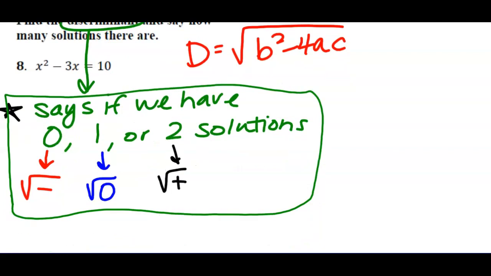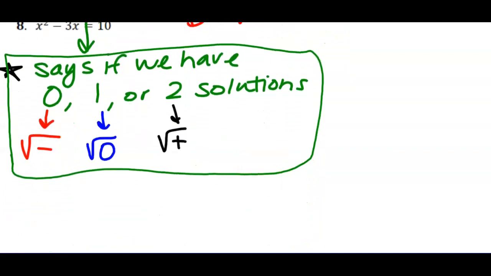Okay? So if it's a negative, it's 0 solutions. If you get a negative under there, your answer is going to be no solution or 0 solutions. Either of those are acceptable. Don't just put 0 down, because 0 is a number. 0 solutions is totally different than the number 0. Okay? Questions on discriminant?